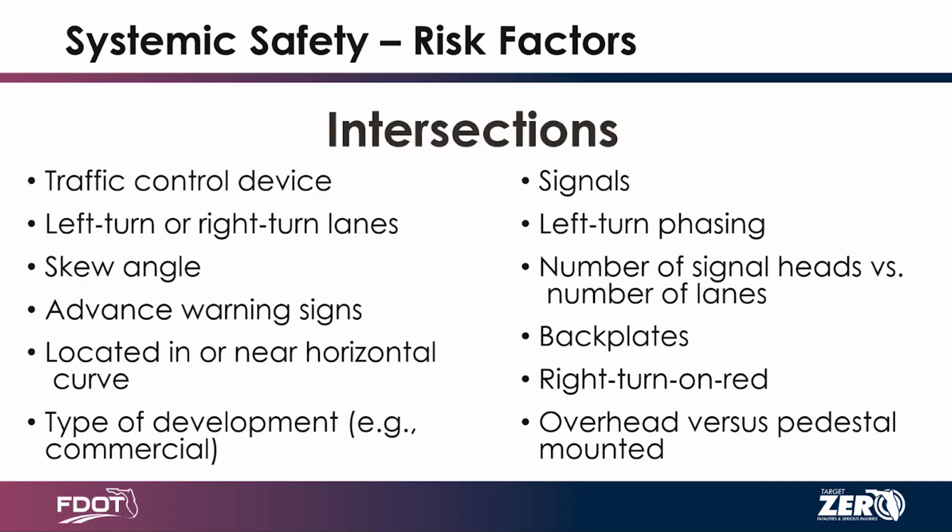Intersections. There's a lot with intersections, so it's not going to be exclusive. But looking at traffic control devices, are you signalized or unsignalized? And in this day and age, you could probably add roundabouts to that as well. Do you have turn lanes? What's the skew angle? Skewed intersections usually cause more problems than intersections that come in perpendicular. Do you have advanced warning signs? Are you inside a curve? Is there a large development? Are you in a rural area and then all of a sudden you come across a side street that has access to a development? What phasing is in your signals? What type of signal heads? Do you have back plates, right turn on red? What decisions have you made? So all of these can be risk factors in what you're looking at.